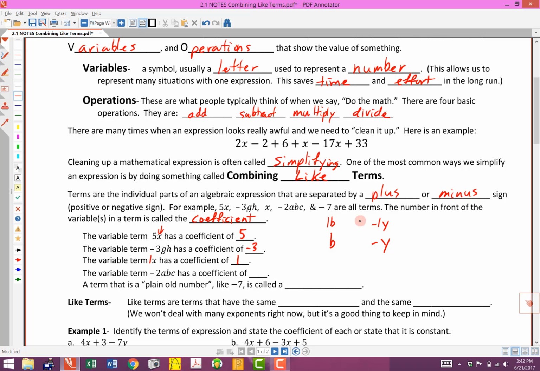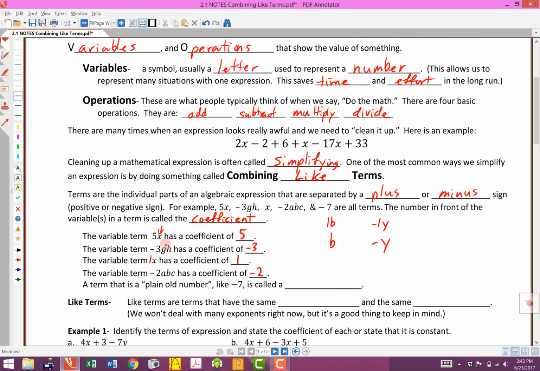Again, mathematicians like to make things as short and as quick as possible, but still be very accurate about it. So rather than having to write the 1 all the time or the negative 1, if there's not a number written in front of a variable, we assume that the coefficient is a 1. So we've got another variable term here, negative 2abc. That has a coefficient of negative 2. And then if we have a term that's just a plain old number like negative 7, you'll notice that every single one of these has a variable in it. It has a letter, and that letter could represent lots of different numbers.